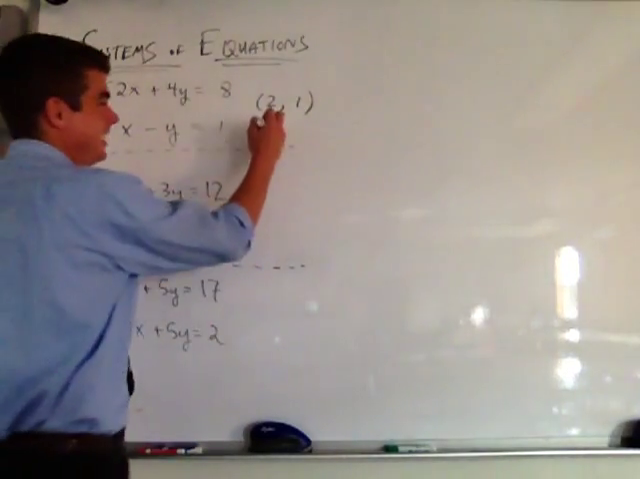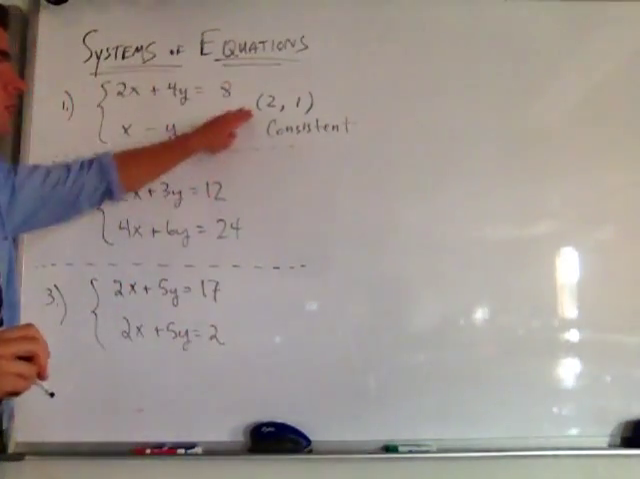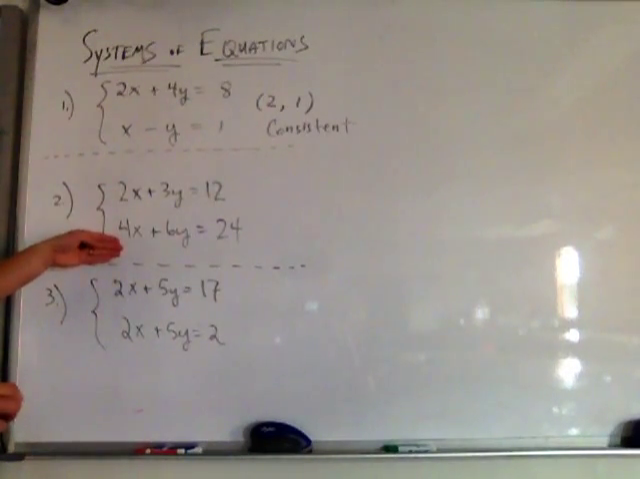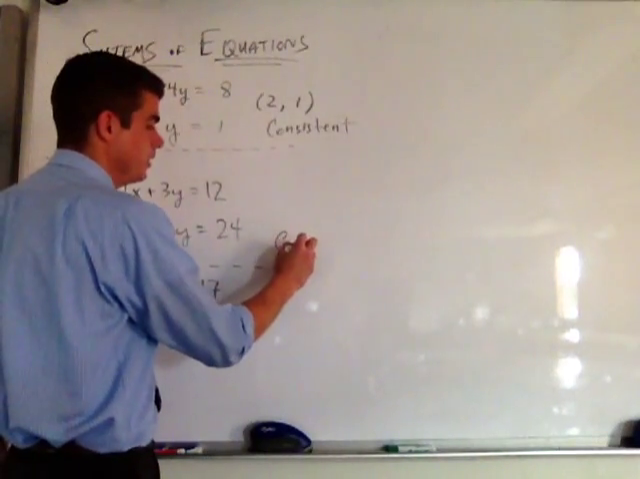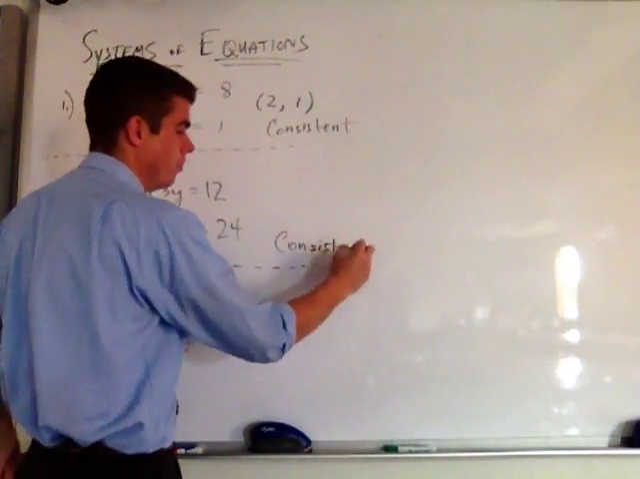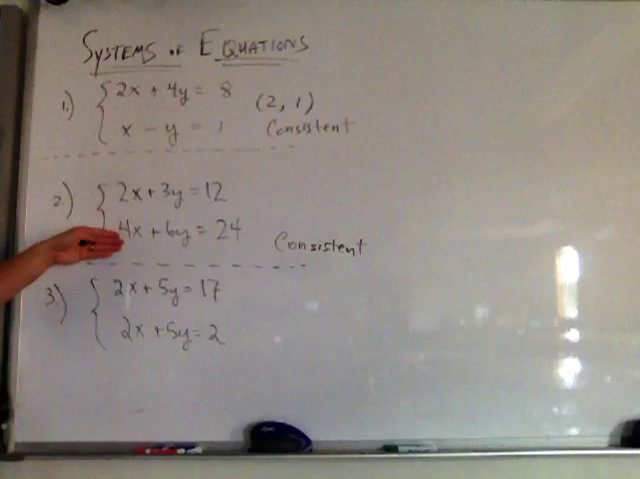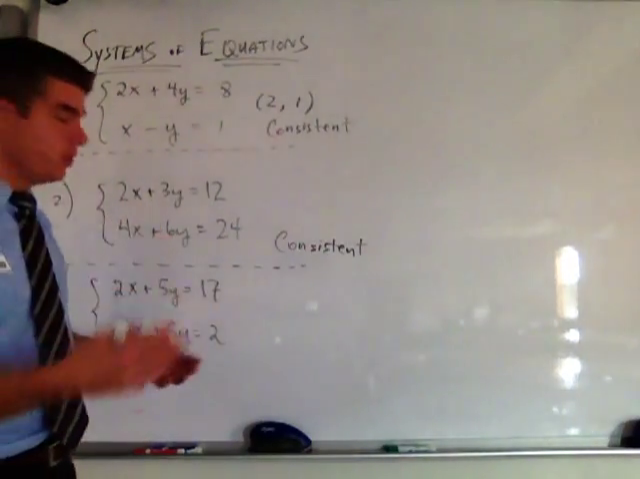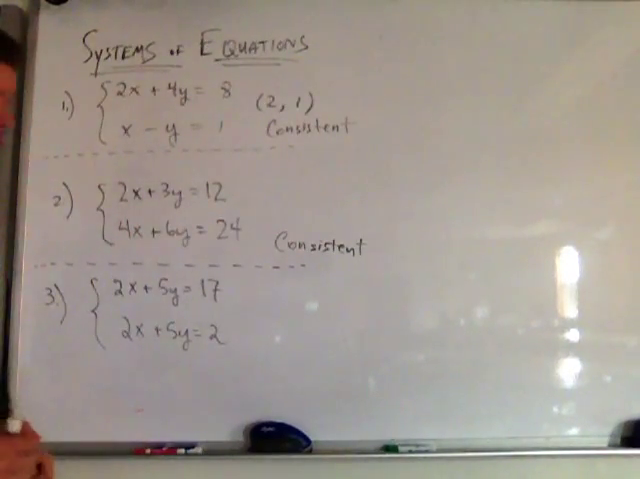So we say this is a consistent system. It's consistent, and it has one solution. This is another system of equations, and it is also a consistent system, but the thing is, it has an infinite number of solutions. If you take a look, they are actually the exact same equation. This one times 2 is equal to this one. So there are 2 equations, but really there's only one unique equation. It's a consistent system that has an infinite number of solutions.